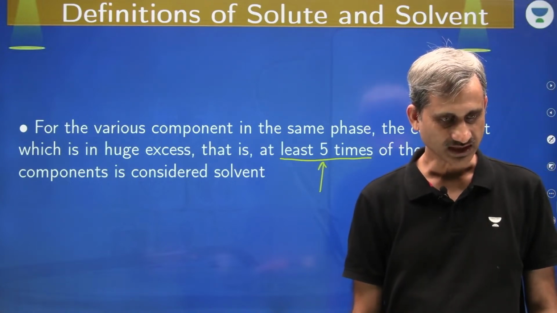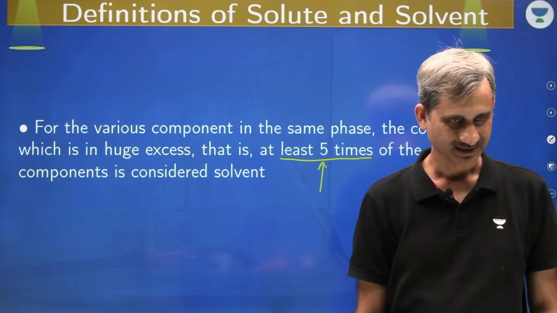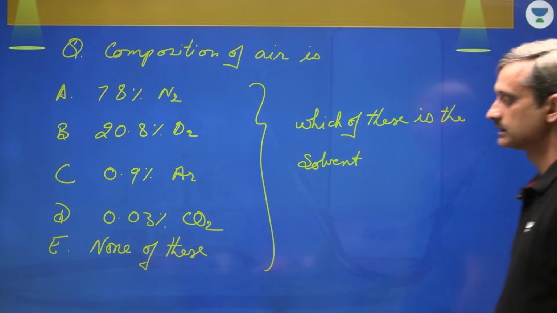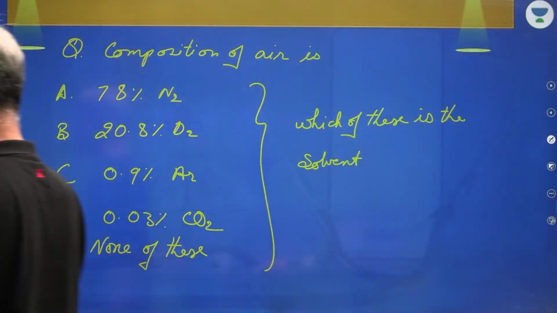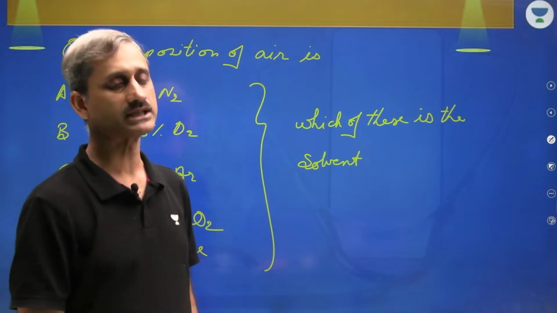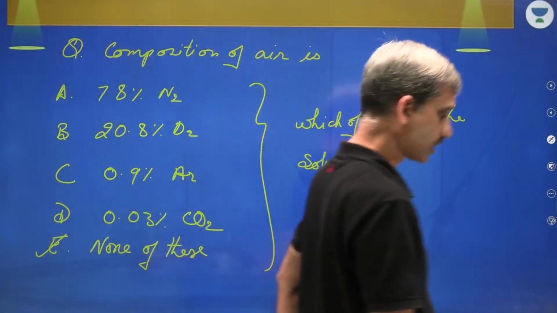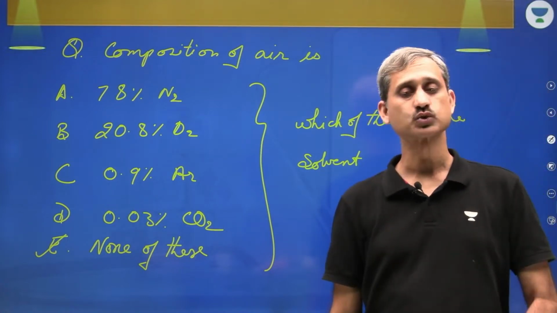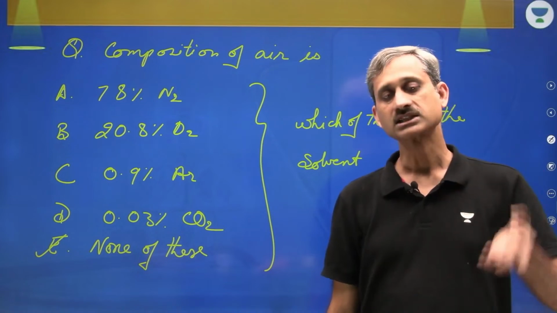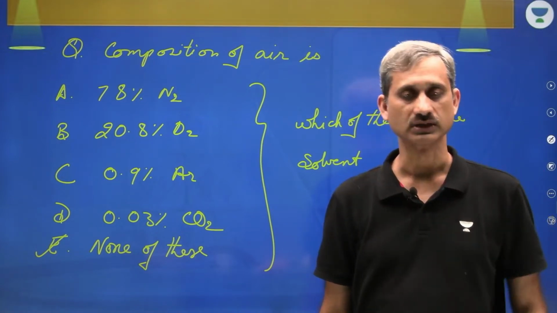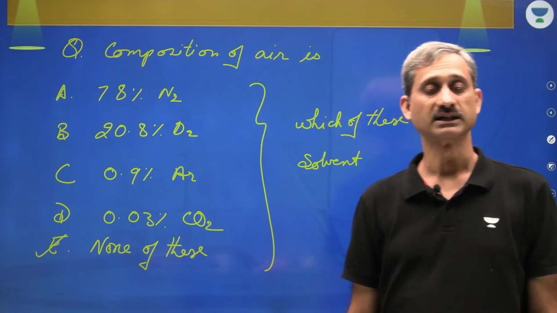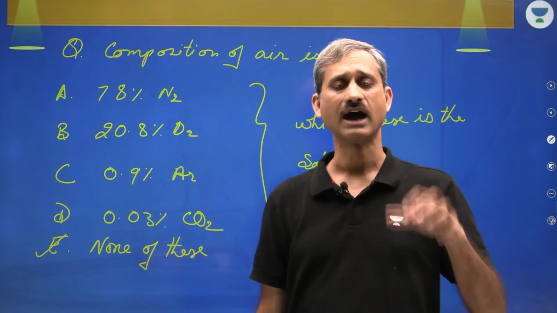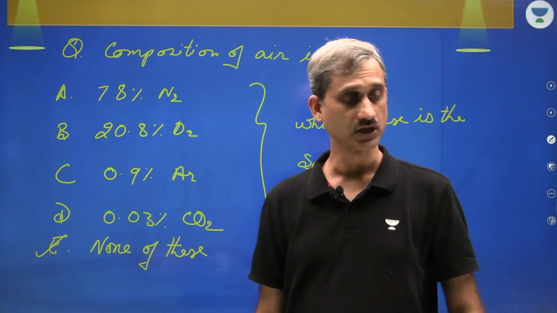It's a mixture, E. Well, this is air. The answer is none of these. Air is a multi-component system. In air, we cannot consider nitrogen as a solvent because nitrogen is not in actual huge excess. It is just 4 times oxygen, not 5 times. So here, it is better not to consider any solute or solvent. So it is not a compulsion that every solution has a solute as well as a solvent. It is not a necessity.